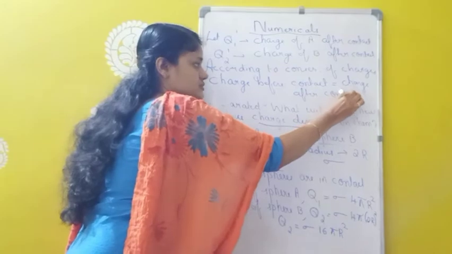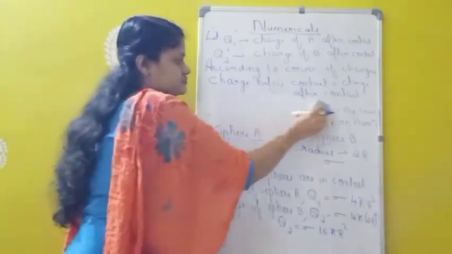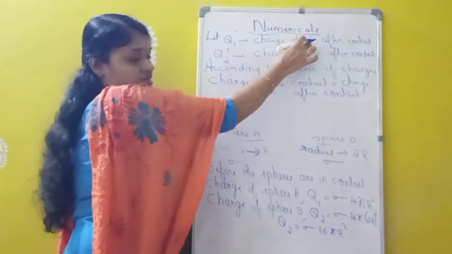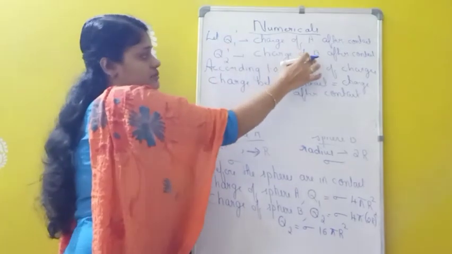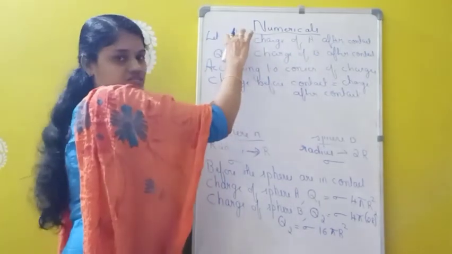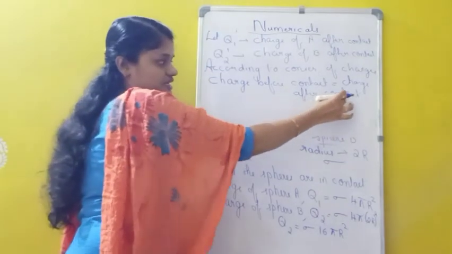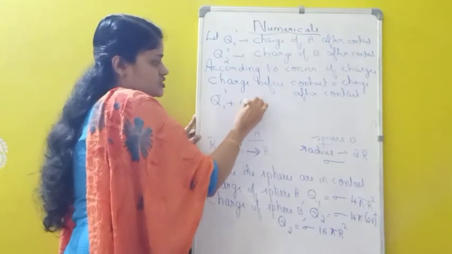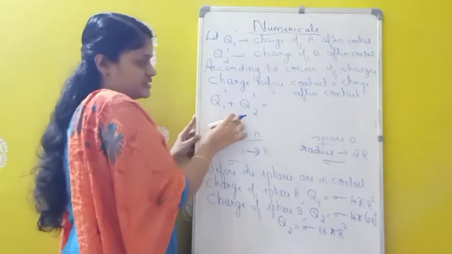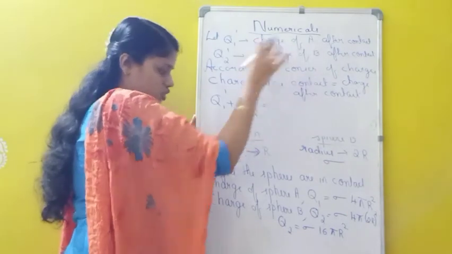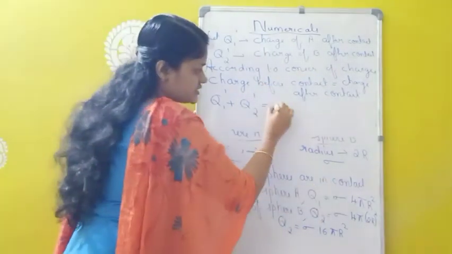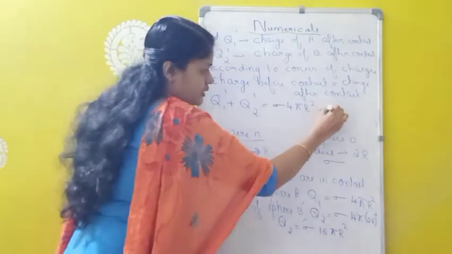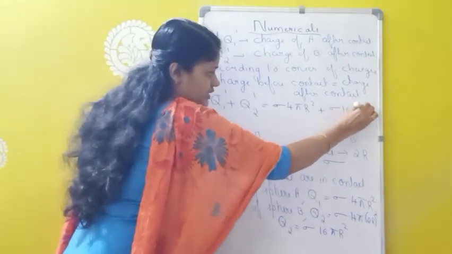So what is the total charge after contact? Sphere A has charge Q1 dash, and B has charge Q2 dash, so the total charge is Q1 dash plus Q2 dash. This is the total charge after contact, and it is equivalent to the total charge before contact, which is sigma 4 pi r square plus sigma 16 pi r square.